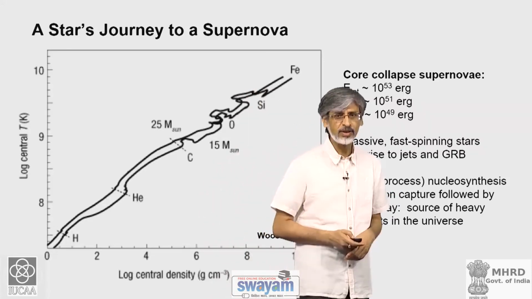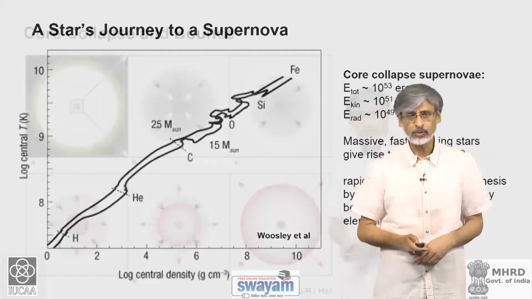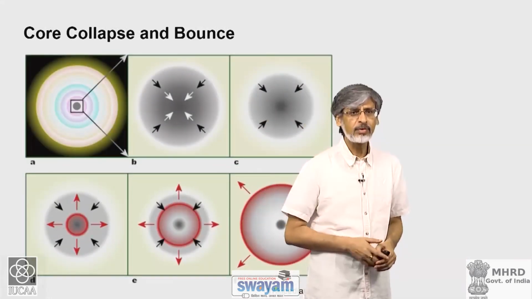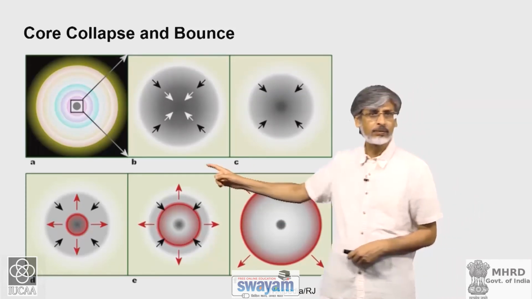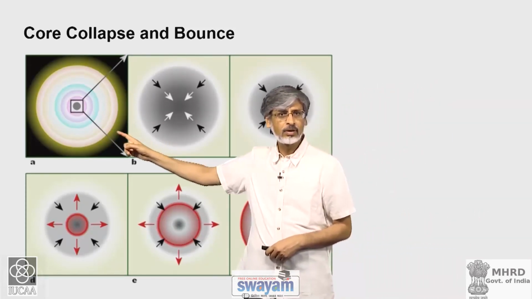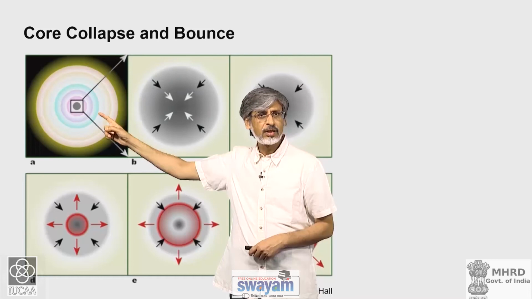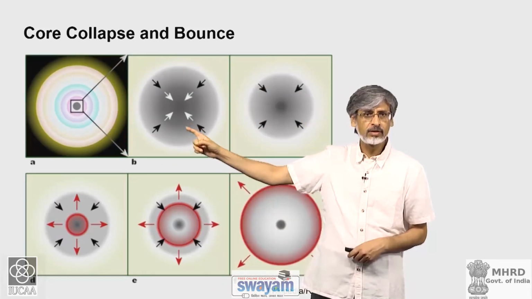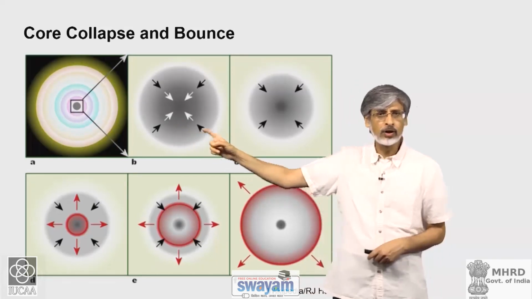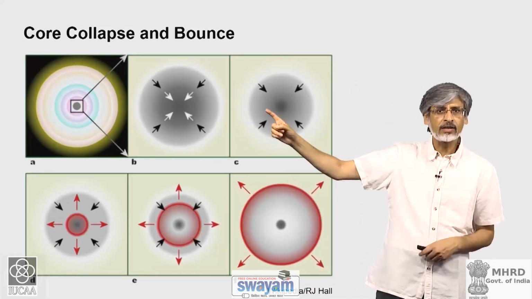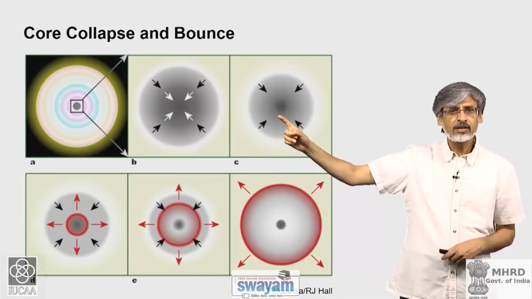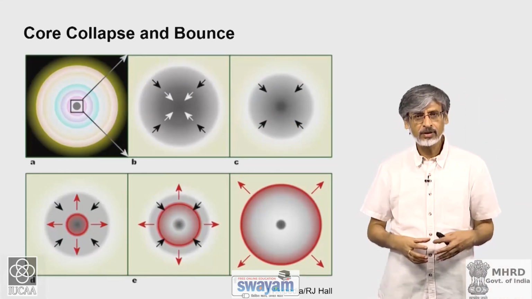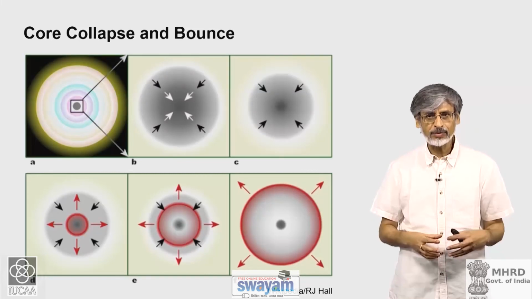So, the source of heavy elements in the universe are primarily the supernovae. As the core collapses, this diagram summarizes the different stages of that process. The core goes through an inward movement, which is the collapse, and at the center suddenly the density at some point rises enough to halt the collapse.